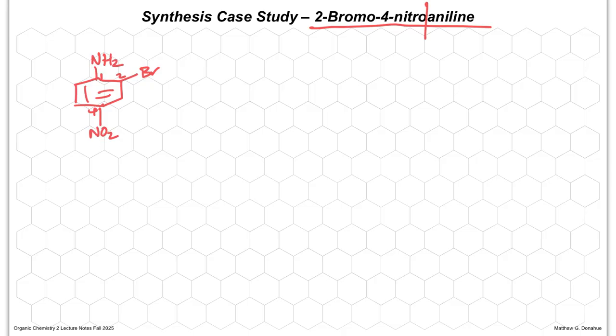So for either of these N groups, we get those on there through nitration. They're at different oxidation states, so one of them has to be reduced. To get bromine on, we do bromination. So now those are the reactions. We just have to move the pieces around to get the sequence right.